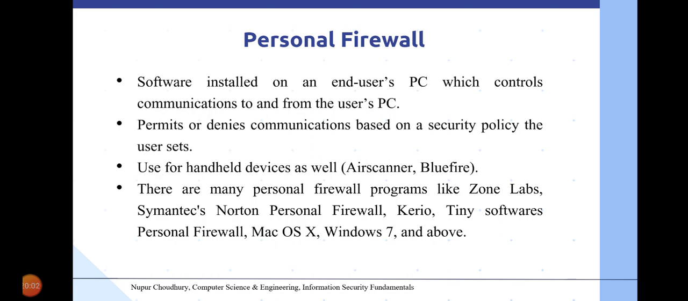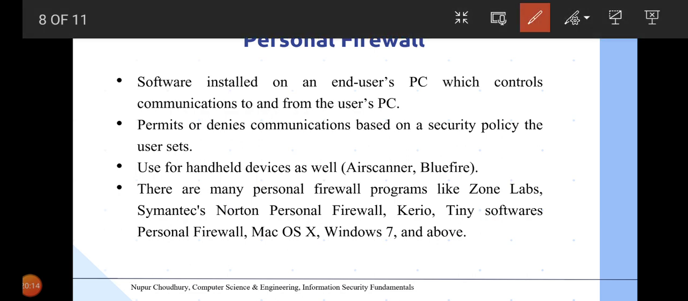So a personal firewall is basically software installed on the end user's PC which controls communications to and from the user's PC. It permits or denies communication based on the security policy the user sets. So here it is extremely important that the personal firewall is basically the definitions given by the user in context to the communications to and from their own system.